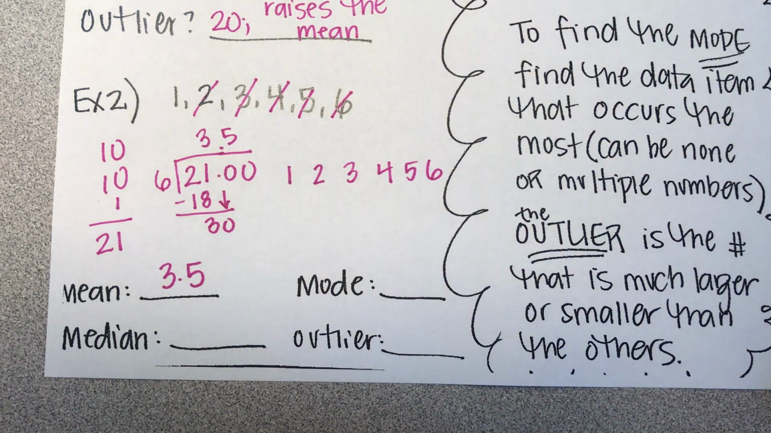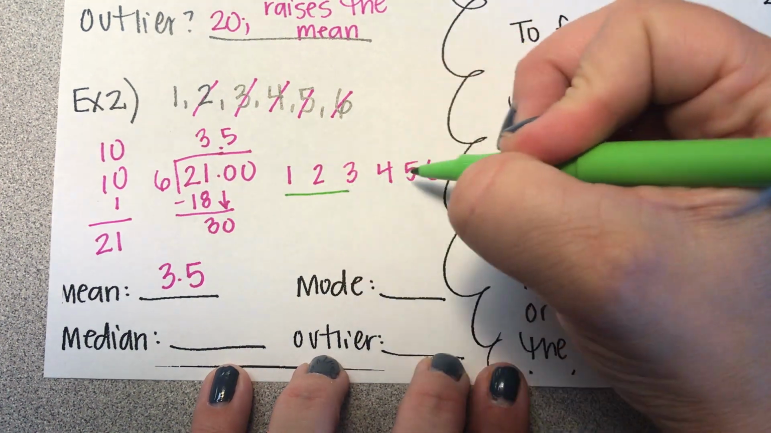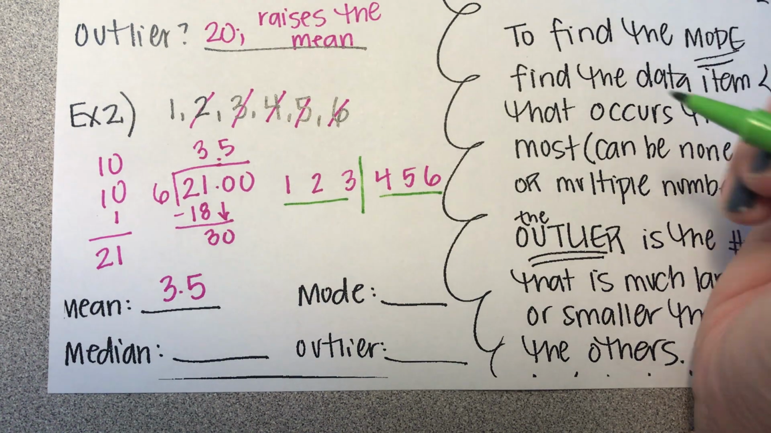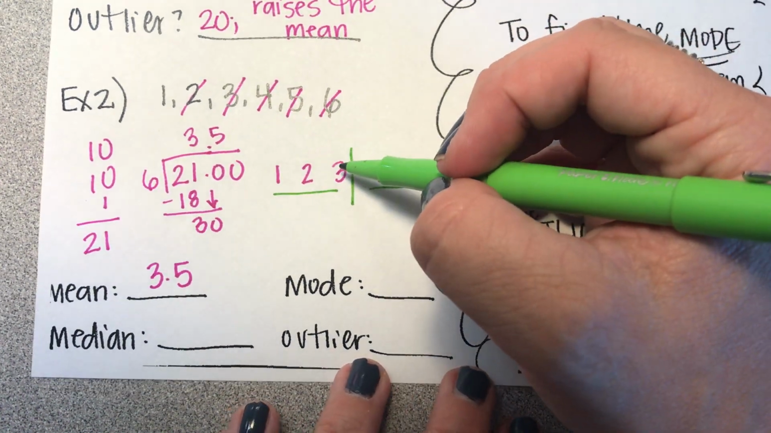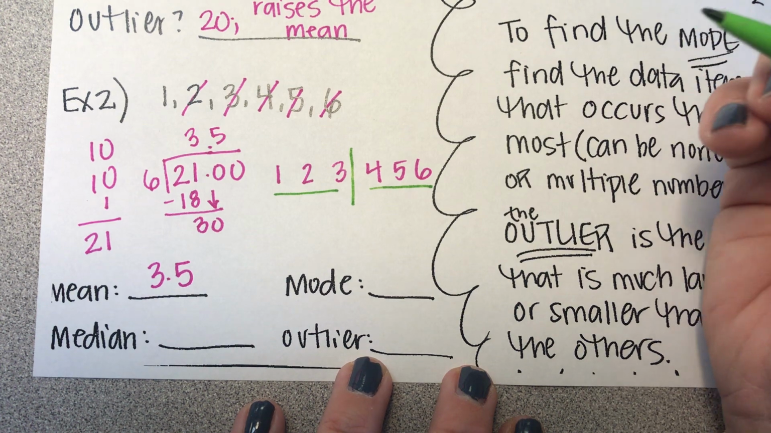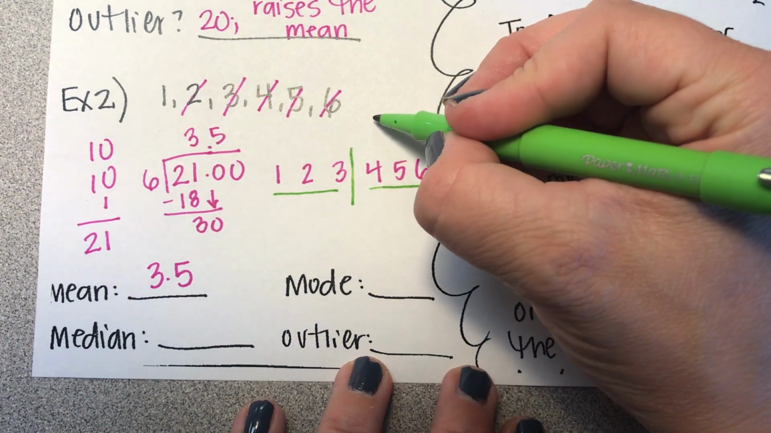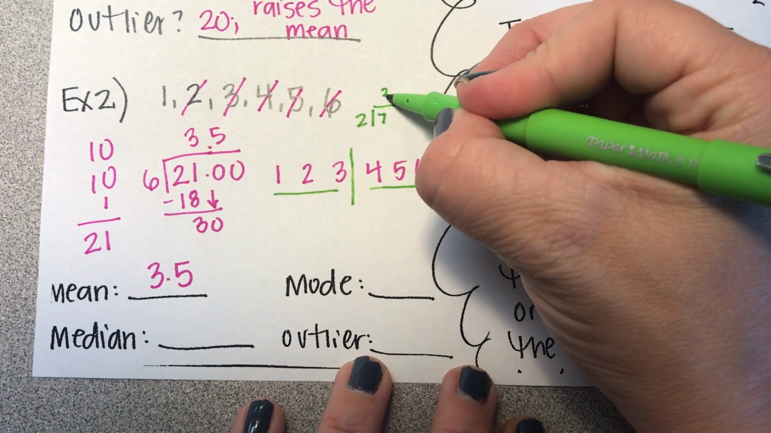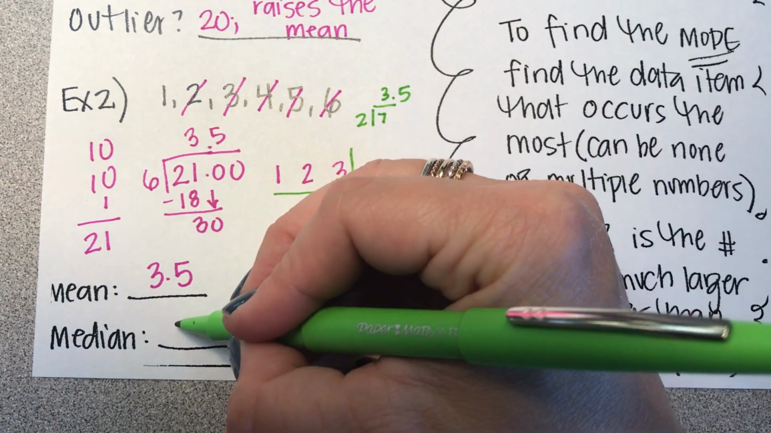If I have 6 numbers, if I'm splitting them into groups, is there going to be one that's left out in the middle? No, these 3 go together, these 3 go together. This is where the middle is. So we have to figure out what comes in between 3 and 4. Okay, some of you might know it, which is great. If you didn't, you would add together 3 and 4 to get 7 and divide by 2 to get 3.5.